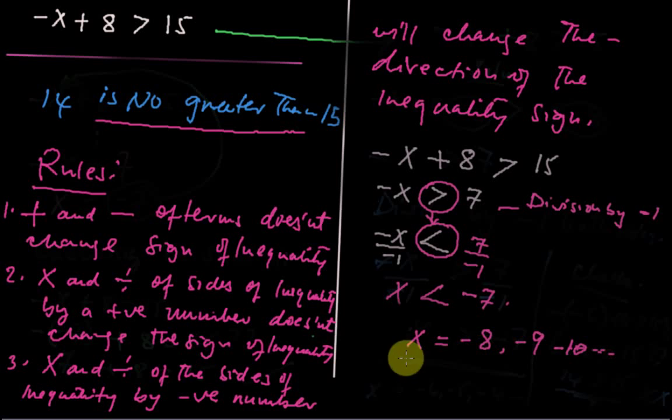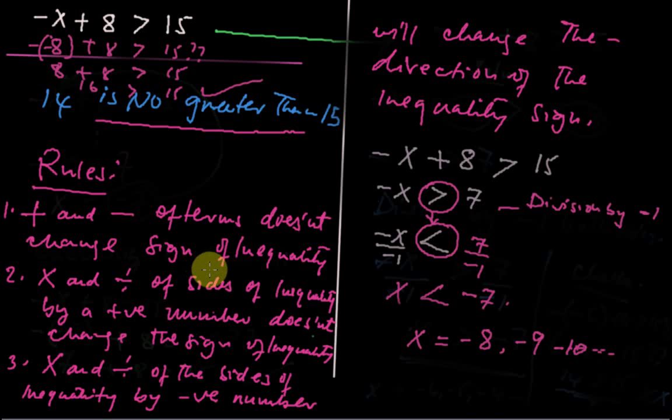So if we put, for example, -8 here, we are going to have negative of -8 plus 8. Is it greater than 15? We find that this becomes positive 8, plus 8 is 16, which is greater than 15, and we find that it is correct. If we put -9, it will become positive 9 plus 8, which is 17, greater than 15. Now it is bringing the real answers.